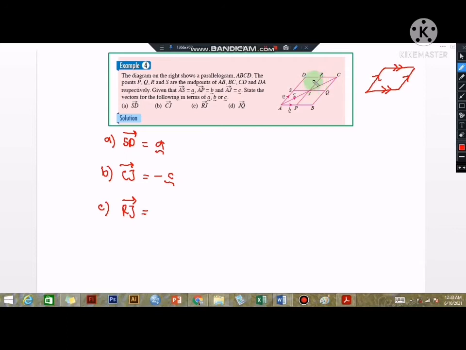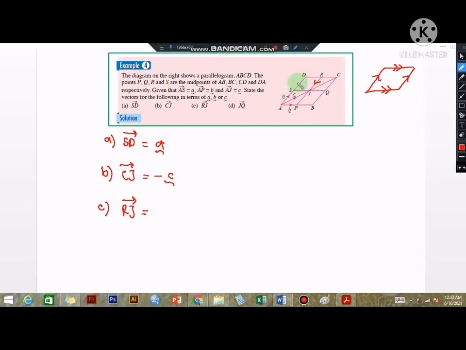RJ, so the direction is from R to J. So RJ is equal to what? This one A, this one C, this one B. So RJ, if you can see here, where is RJ? R is the midpoint of DC, P is the midpoint of AB, S is the midpoint of AD, and Q is the midpoint of BC, and J is the midpoint of PR.